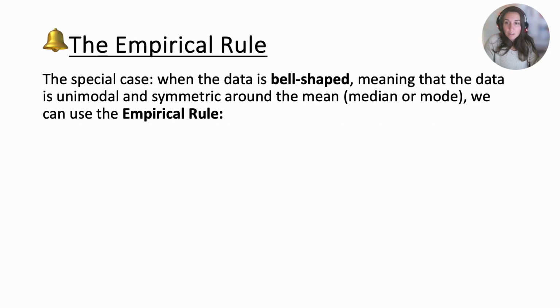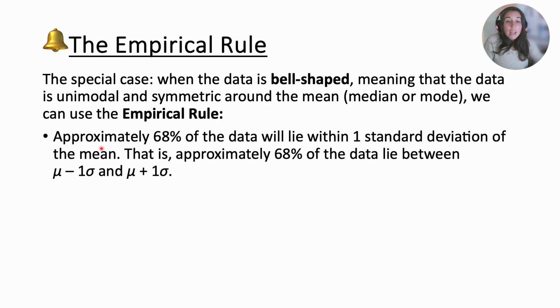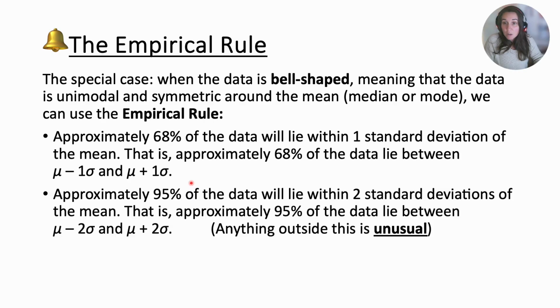Okay, last big thing we're going to talk about in this video, which is super important: the empirical rule. It's the special case when the data is bell-shaped, and we're talking a lot about that in this class, meaning that the data is unimodal and symmetric around the mean, median, or mode. We can use the empirical rule, which is really helpful. It says that approximately 68% of the data lie within one standard deviation of the mean. So approximately 68% of the data lie between mu minus one standard deviation and mu plus one standard deviation. So one in either direction, to the right or to the left. 68% of the data will fall there.